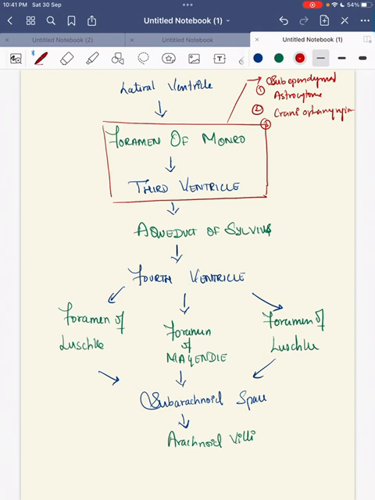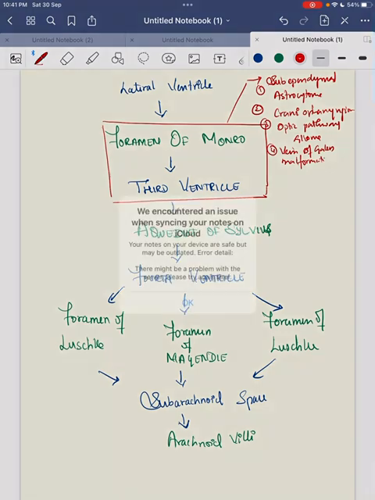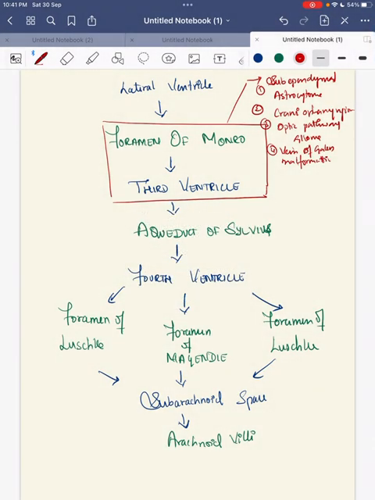Third, it is optic pathway glioma. Fourth, vein of Galen malformation. Fifth is pineal regional tumor. So these are the causes of obstruction at the foramen of Monro and in the third ventricle.